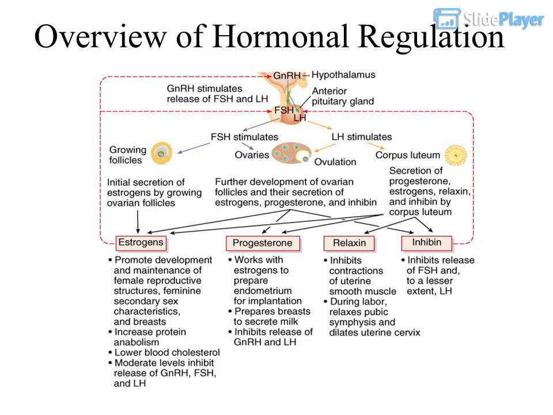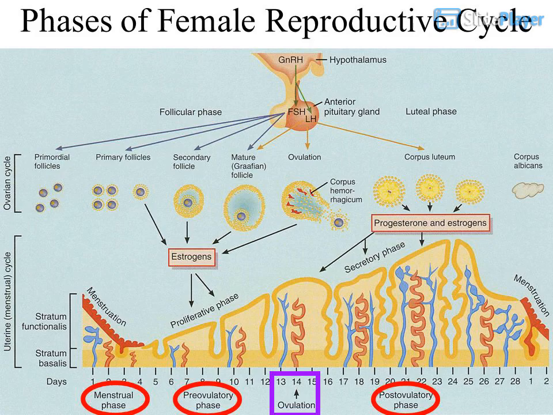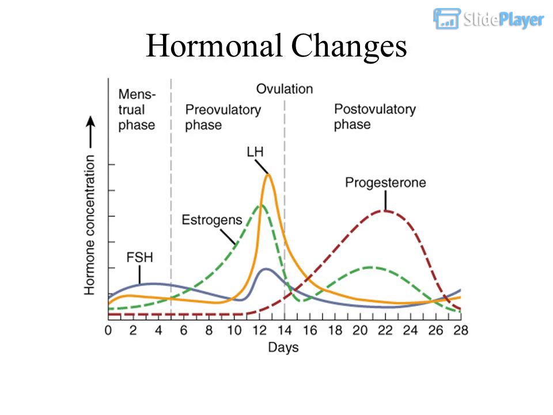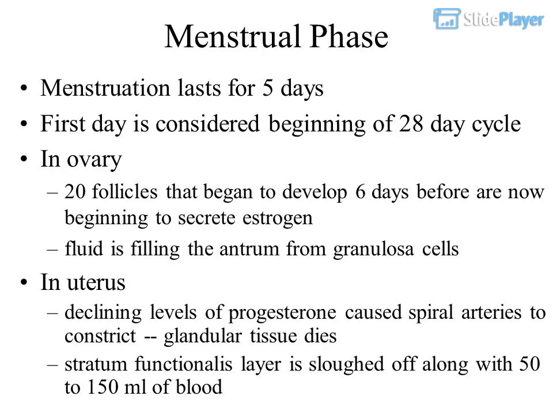Overview of hormonal regulation. Phases of the female reproductive cycle. Hormonal changes. Menstrual phase: menstruation lasts for 5 days. The first day is considered the beginning of the 28-day cycle.